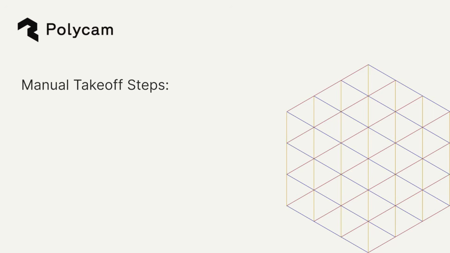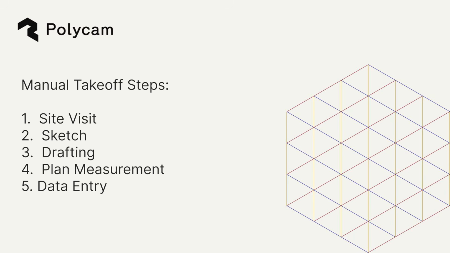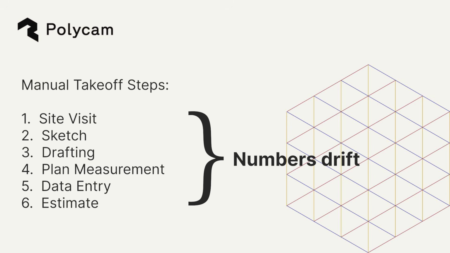A manual takeoff takes so long because the traditional pipeline has 6 steps and 5 handoffs. You've got the site visit, sketch, drafting, plan measurement, data entry, and then estimate. And each transfer is a chance for numbers to drift. On a fixed fee bid, small errors accumulate in one direction. Underestimated material comes out of the contractor's pocket, not the client's.